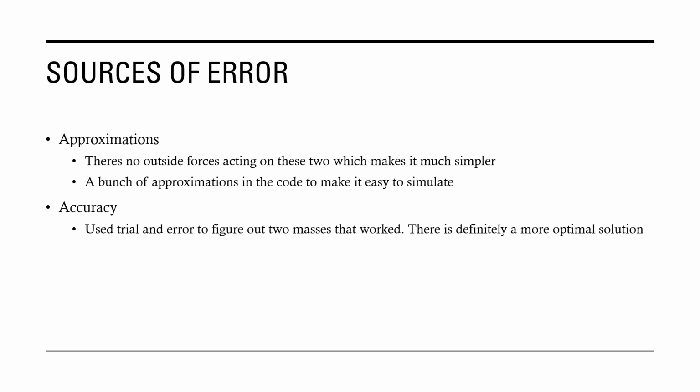For sources of error, there were a bunch of approximations, such as no outside forces, and some other things to make it easier to run the simulation, and then I also used trial and error to figure out the two masses. There's definitely a more optimal solution, but that definitely wasn't in the scope of this lab.